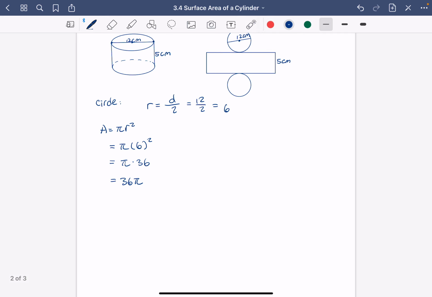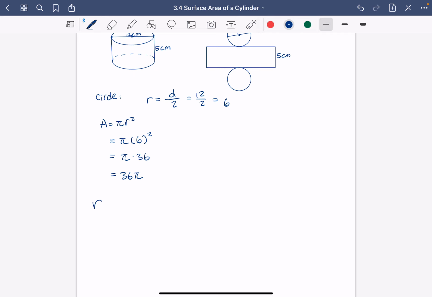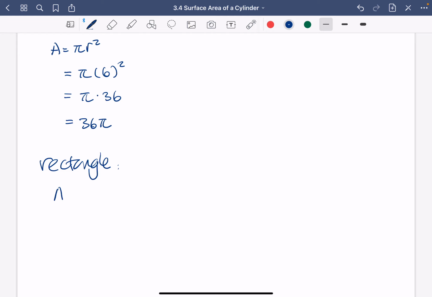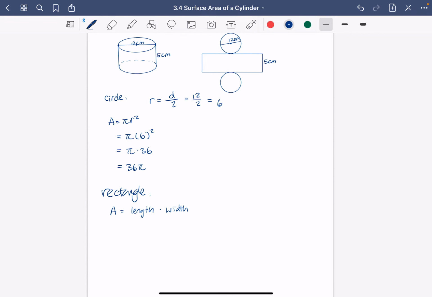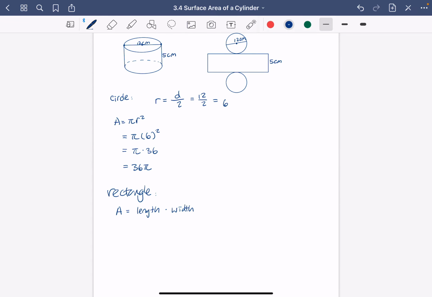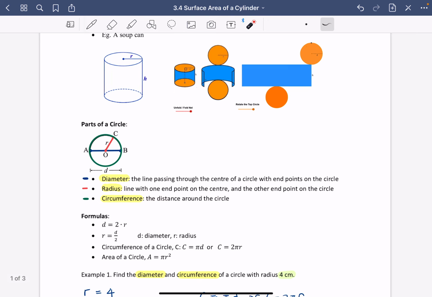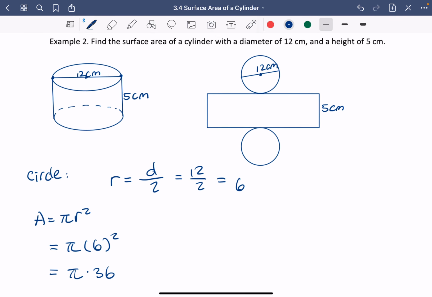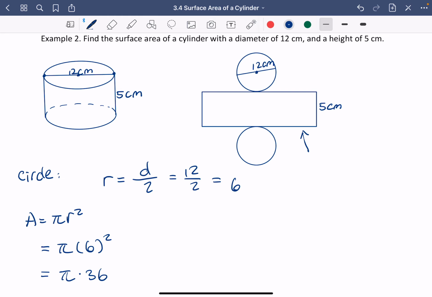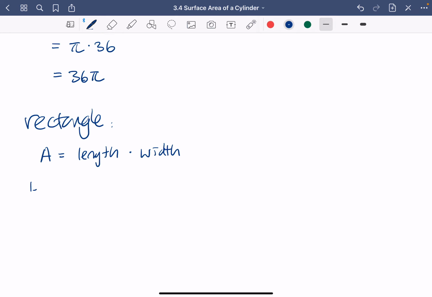And then let's find the area of the rectangle. To find the area of a rectangle, it's equal to length times width. Well, we know the width is 5 centimeters, but what is the length? Well, the length is just the circumference, right? We discussed that before. So the length here is the circumference. And what is the area of circumference?